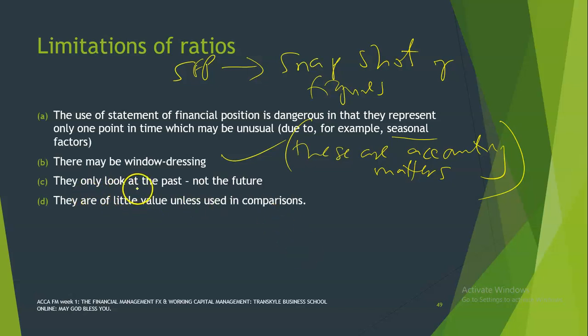Then they only look at the past, not the future. So ratios are historical in nature. They are not futuristic. So in that manner, they are of less importance. They are of little value unless used in comparisons. So you need to compute a ratio with a comparison or a comparative figure. Otherwise, your computations might mean nothing.